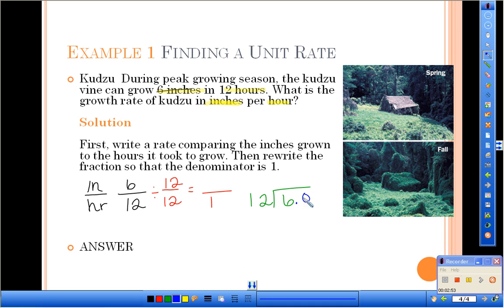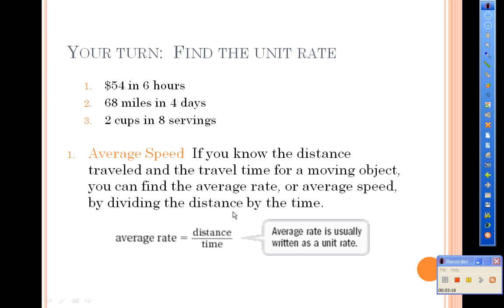Let's add a decimal and a 0 because 12 will not fit into 6. Shoot your decimal straight up and 12 goes into 60 5 times. So the answer is 0.5 inches for every 1 hour. Again, this rate means that the kudzu will grow ½ an inch each hour. Now it's your turn. I want you to press pause on your video screen and try these 3 examples.